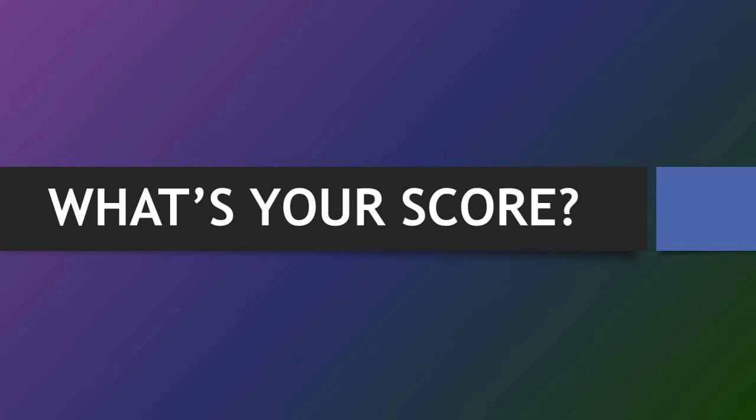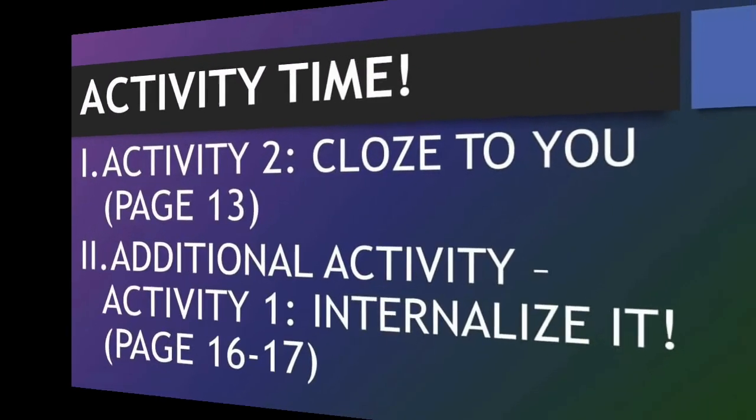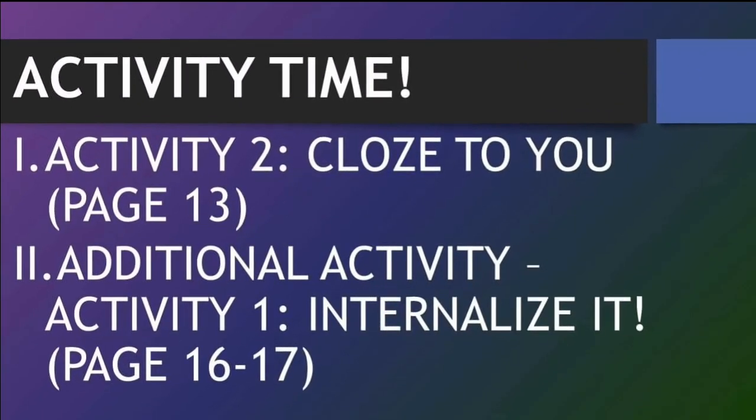So let's have our activity. For your activity, you have to answer these 2 activities. The first one is activity 2, which is entitled Close to You. It is located on page 13 of your module. The direction is you need to fill in the blanks with the appropriate transition signals to complete the idea of the paragraph. You have your choices from the given pool of words in your module. You will answer these activities on one whole sheet of paper.